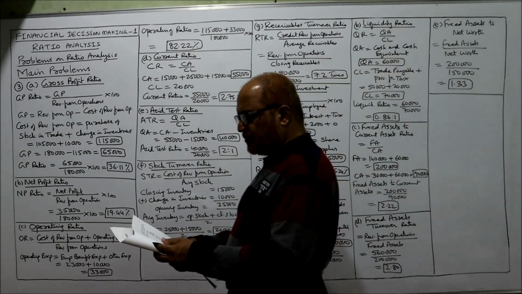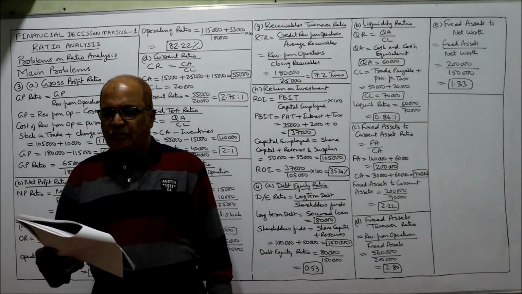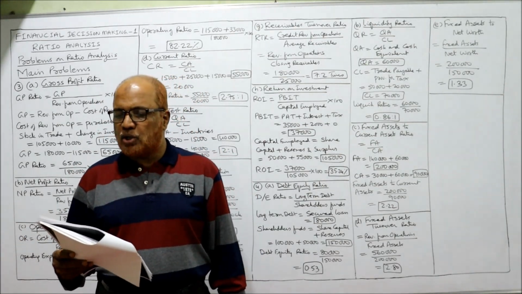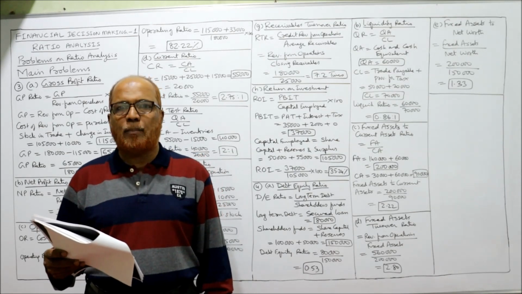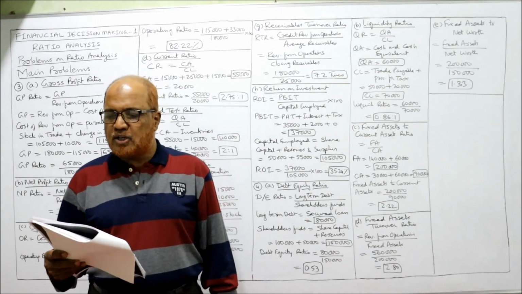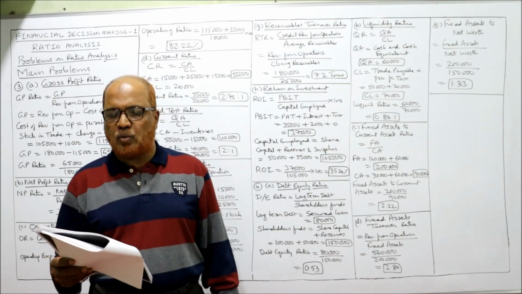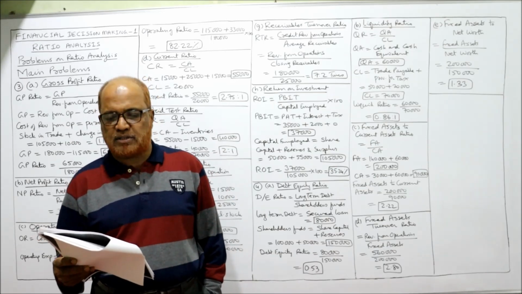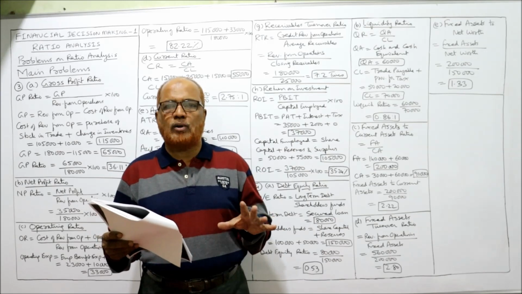Now, see the problem number 3. From the following details pertaining to J Limited, calculate gross profit ratio, net profit ratio, operating ratio, current ratio, acid test ratio, stock turnover ratio, receivables turnover ratio, and return on investment. These many ratios we have to calculate.